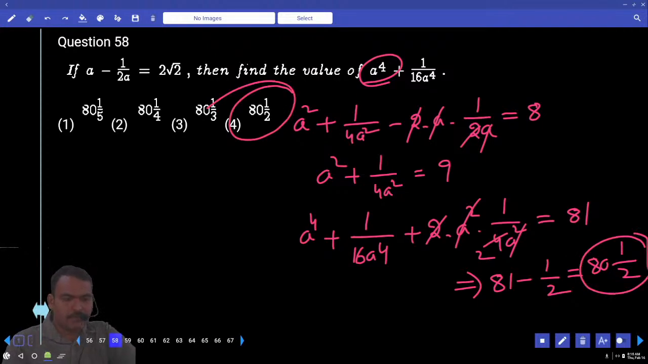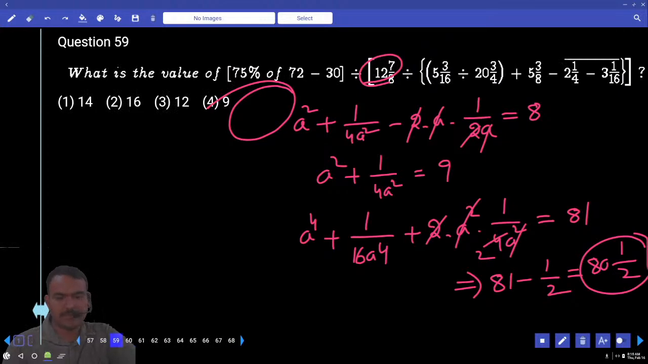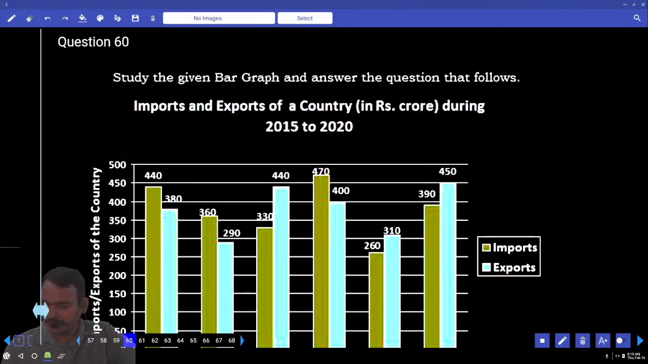Next question number 59. Or can I skip 59? Simplification.